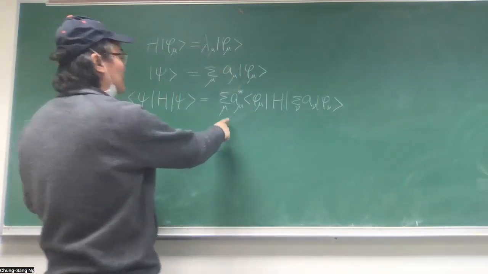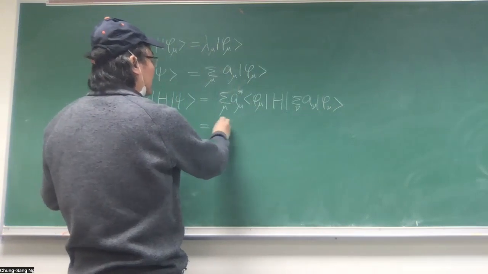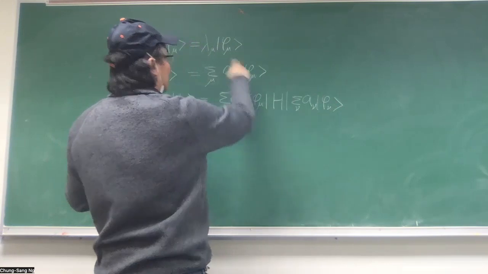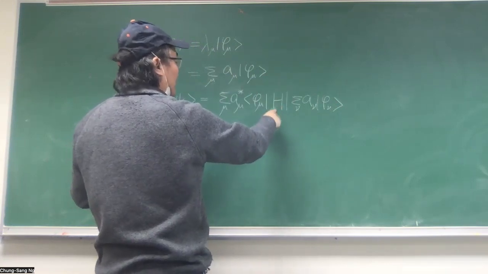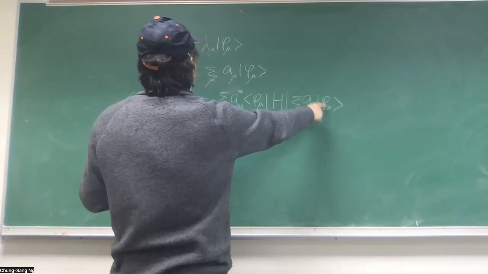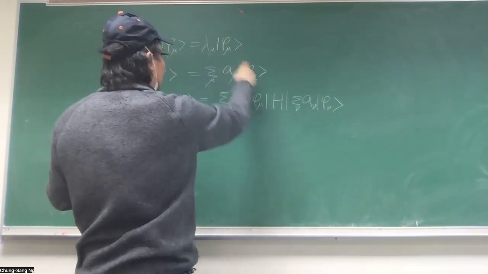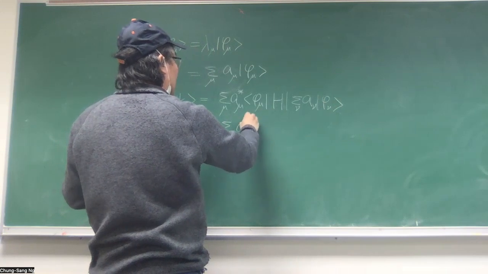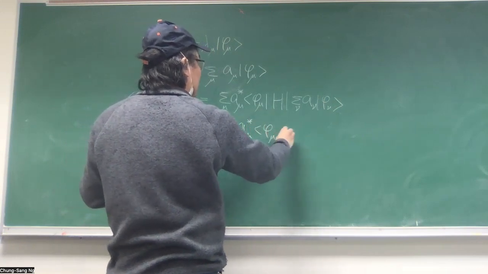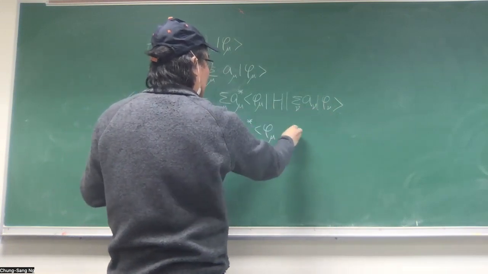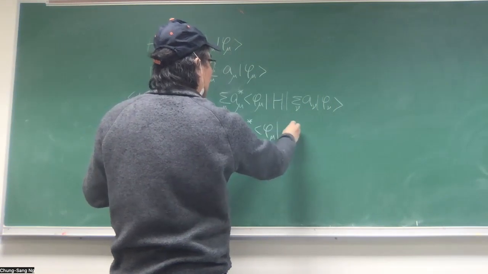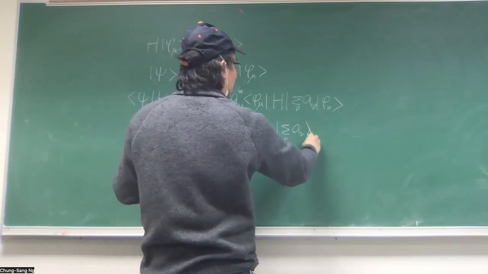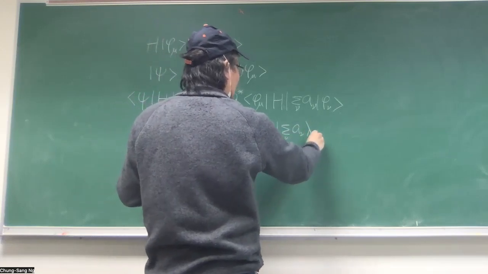Okay, so far so good. And then just work out the operation. These are just numbers. H operates on this one and becomes this one. Everything's the same at first, and then this operates on that, and that becomes lambda nu.